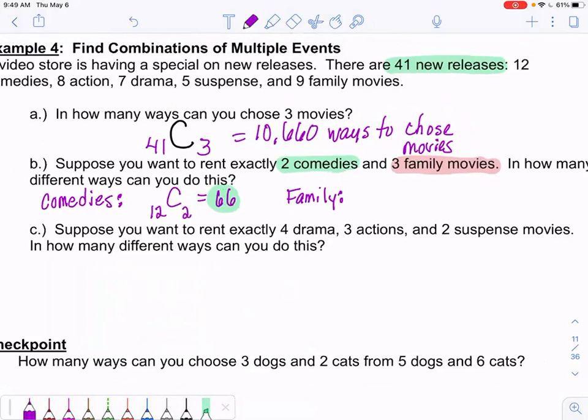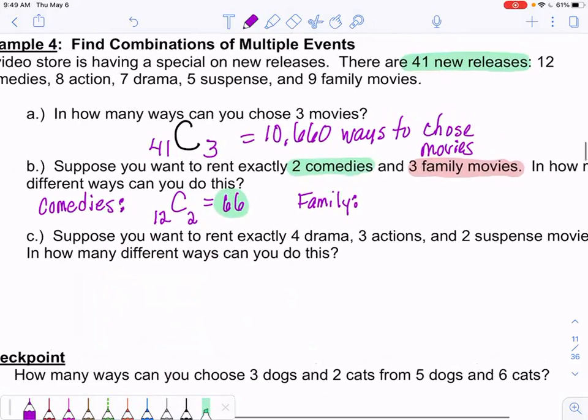So, Nakai, how many family movies are there to choose from? So we want to pick 3 out of how many total? What does it say the total in the initial statement? That's 41 total movies, but how many of them are family movies? 9, yeah. So we've got 9 and we're picking 3 of them. Can you plug that in your calculator, see what you get, Nakai?